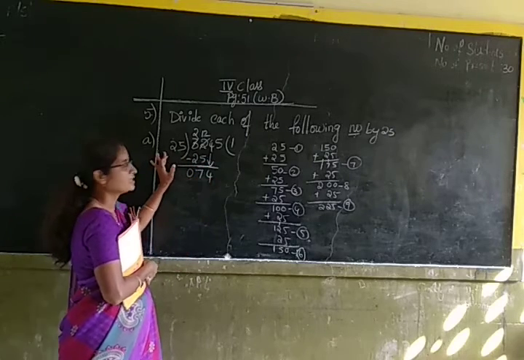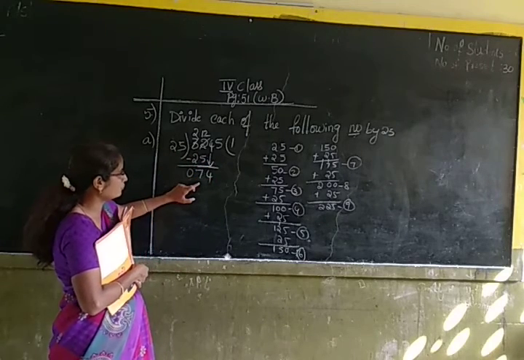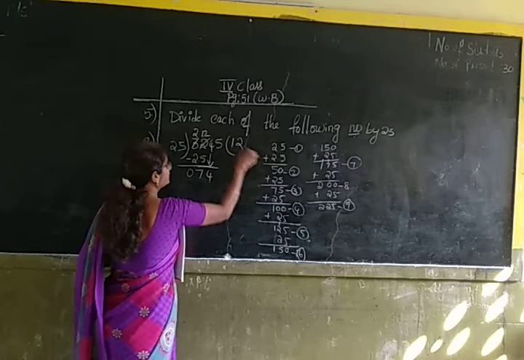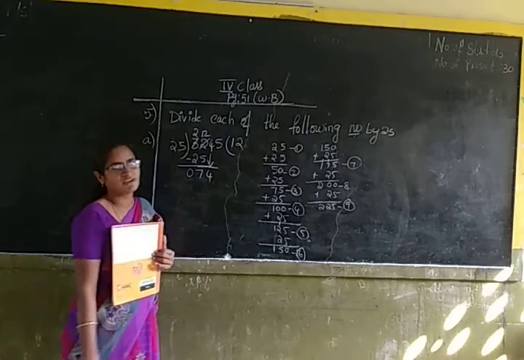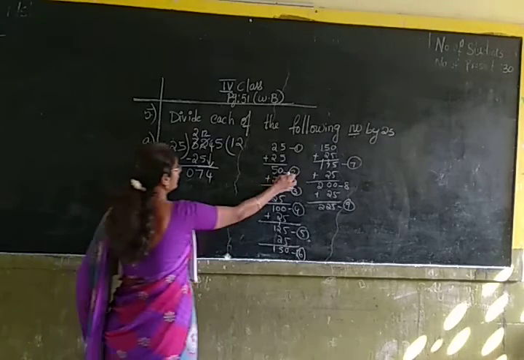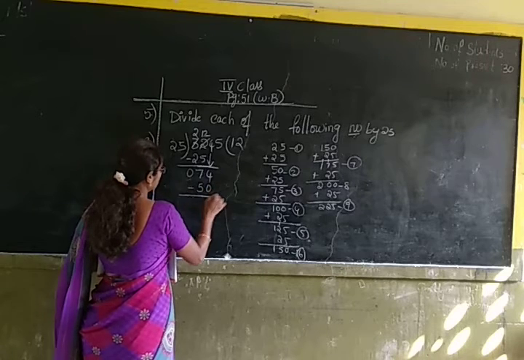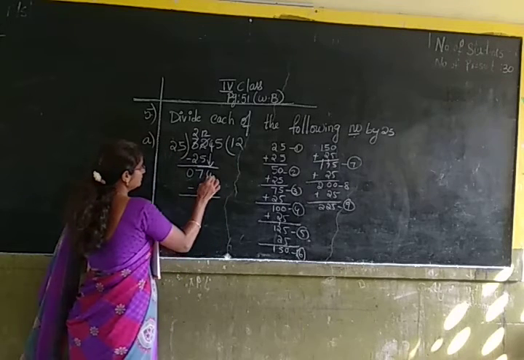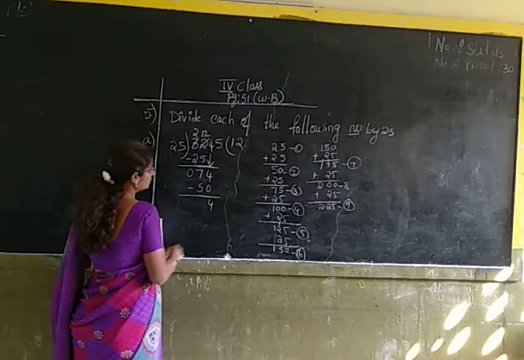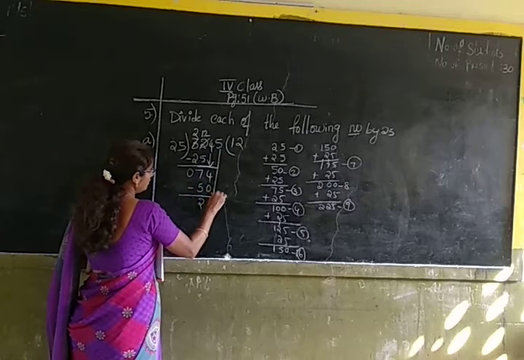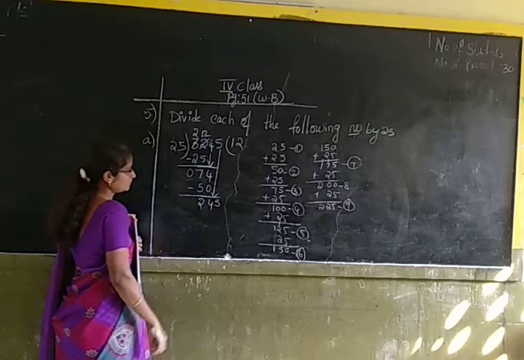Bring down 4. How many times does 25 go in 74? 25 goes 2 times in 74. If you take 3 times, 75 will be bigger. So you have to take 2 times, which is 50. 4 minus 0 is 4. 7 minus 5 is 2. Bring down 5.